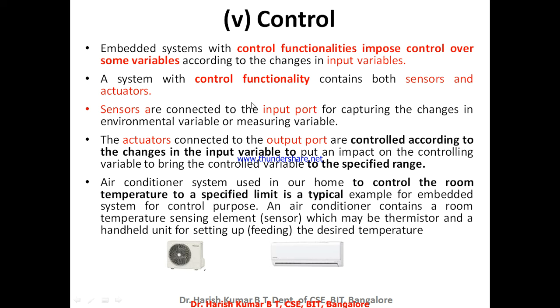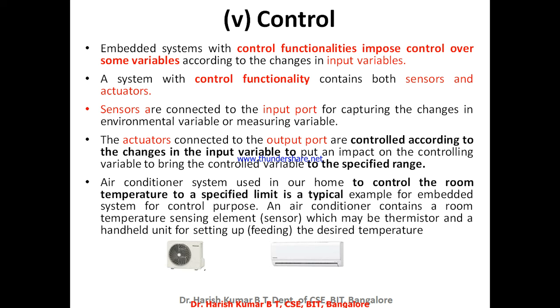The sensors are connected to the input port, because the sensor sends the data via the input port to the embedded system. The embedded system processes it, and the actuators connected to the output ports are controlled according to the changes in the input variables, to put an impact on the controlled variable and bring it to a specified range.